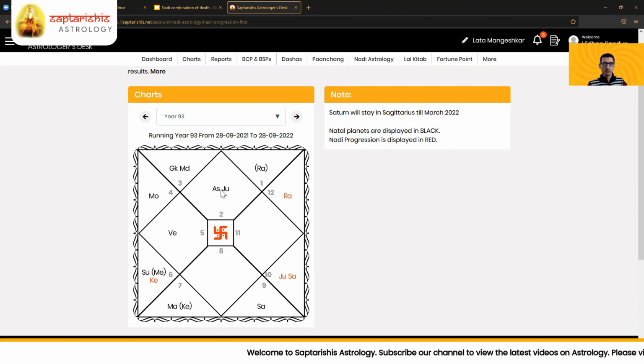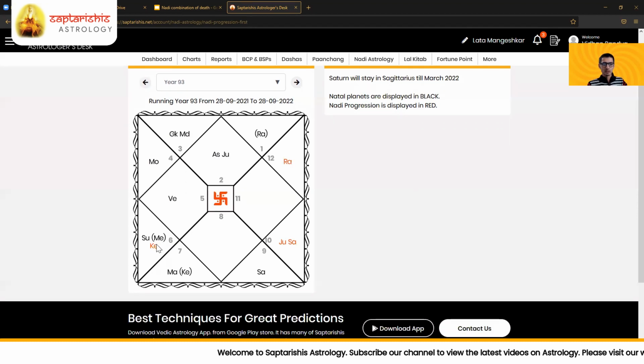We can see that natal Jupiter is in black color here on the screen, and Ketu is making a trinal connection to the natal Jupiter as well as the natal Sun. So out of three planets, Sun, Moon, and Jupiter, we can see Ketu is impacting the natal Sun as well as the natal Jupiter.